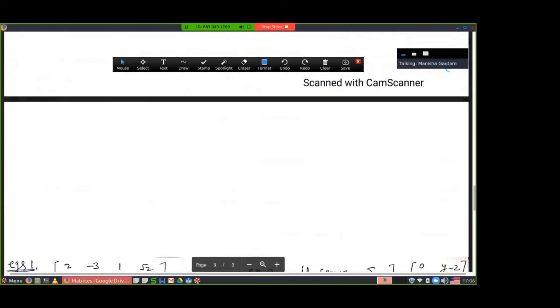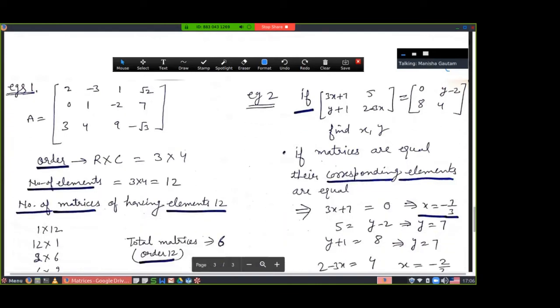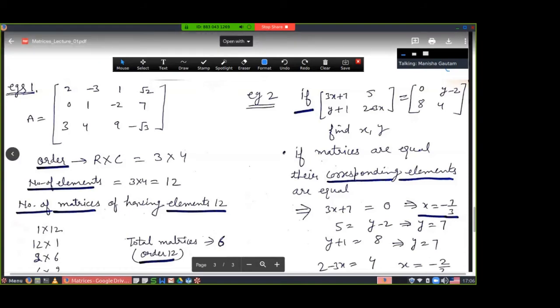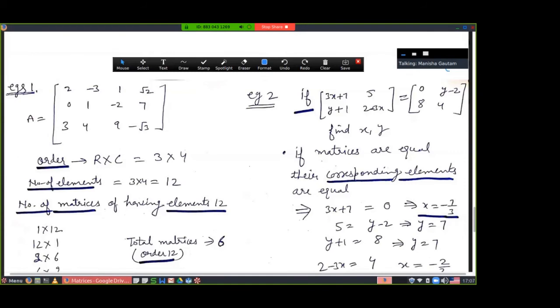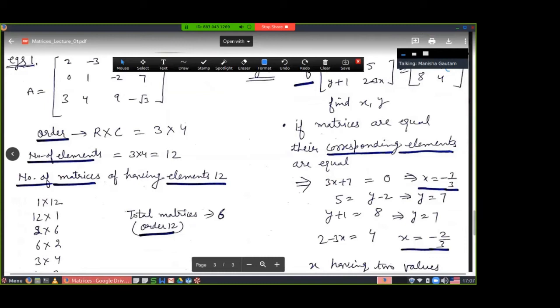Here are two examples on the basis of the above lecture. First example, here is matrix A, where you can count the number of rows. From left to right there are elements. 3 rows are there. Up to down, 4 columns are there. It means the order of the matrix will be 3 by 4, rows by columns. Number of elements, you can multiply 3 by 4, you will get 12. It means the number of elements in matrix A is 12.